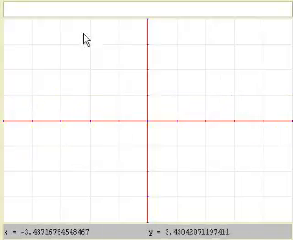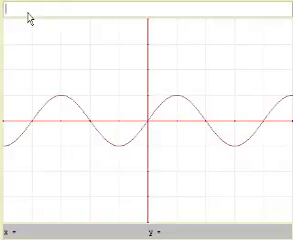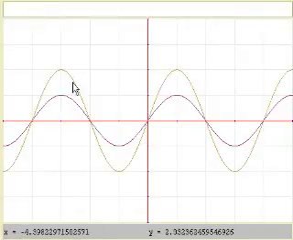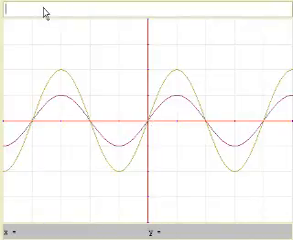Now I want to start playing with the amplitude. So we had sine of x, right? What do you think will happen if I put in 2 times sine of x? So here, the period is the same. It's still 2 pi, but notice that it oscillates between 2 and -2 instead of between 1 and -1. So whatever the number is in front of the sine or the cosine function, that affects its amplitude.